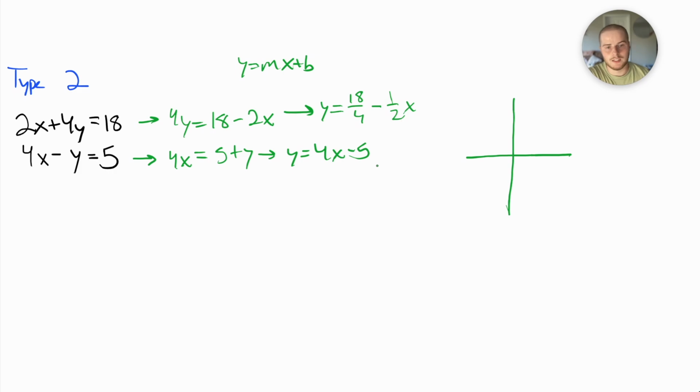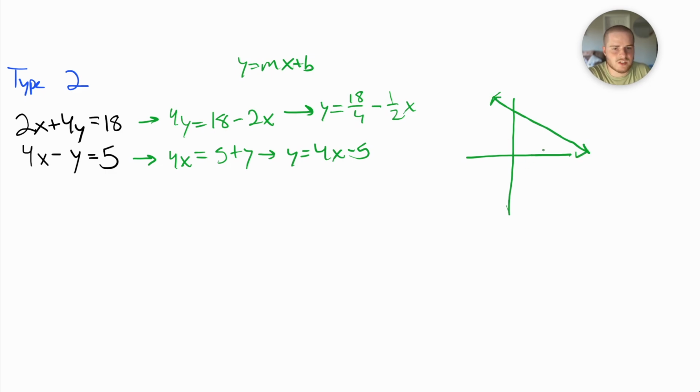So keeping this in mind, we can draw out the two lines that we now have. So we know that this top one is going to start at 18 over 4, which is about 4.5. It's going to have a slope of minus 1 over 2. So let's say that's that first one.